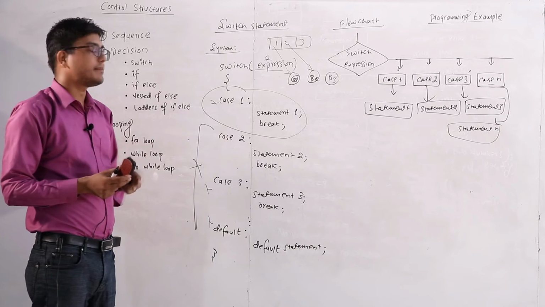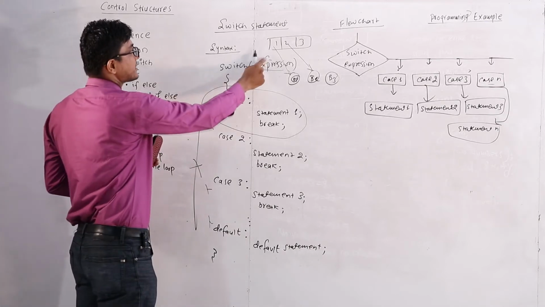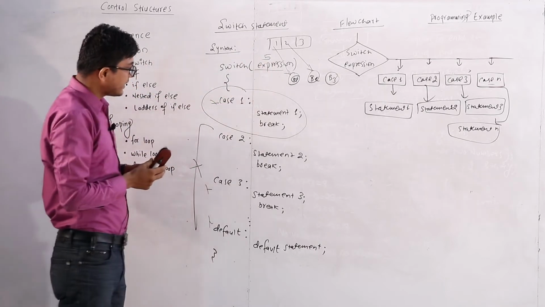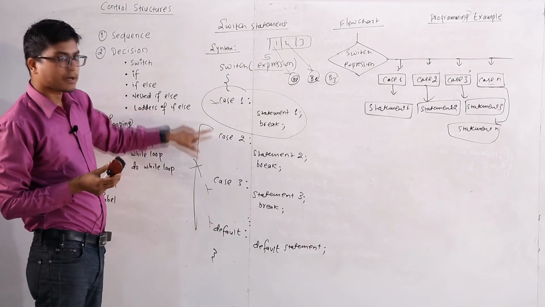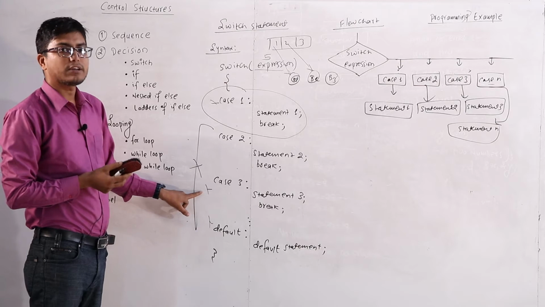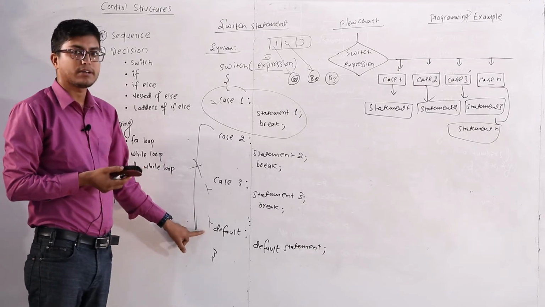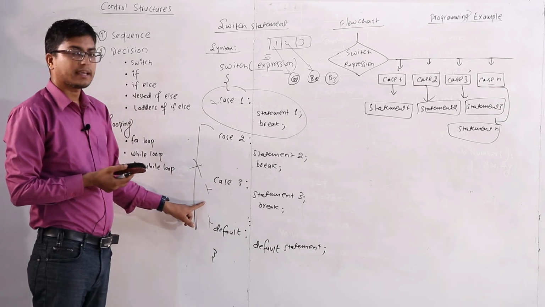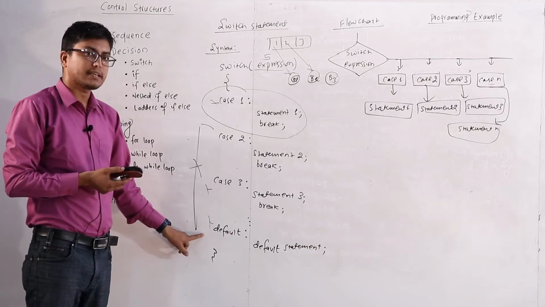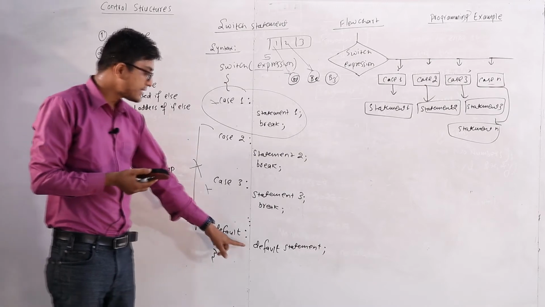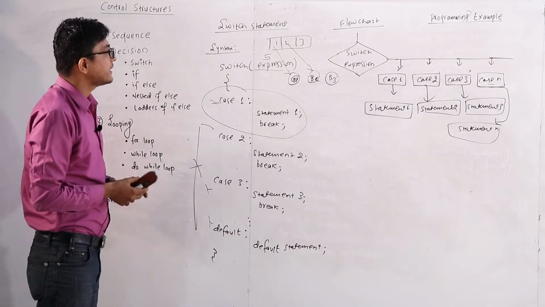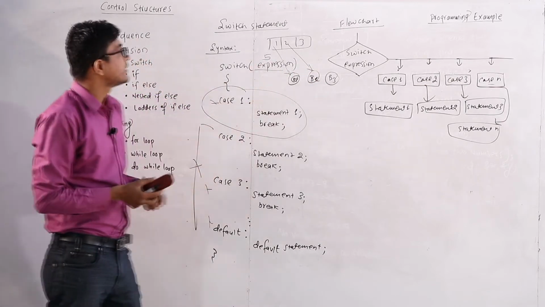And sometimes there may be a condition that the value of the expression is, for example, 5, and there is no case 5, there is only case 1, case 2 and case 3. Now what will be executed? The default statement will be executed. If no case matches, then the default statement will be executed. In the default statement, you can write your statements. So this is the flowchart and the syntax.